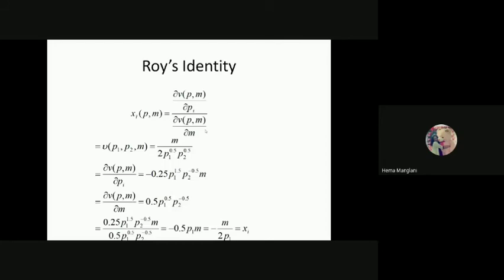Even in the Roy's identity, I think I need to check it, but there is always a minus sign given. If it is given, then the minus and this minus automatically become plus, and then x1 equals M by 2 p1. But conceptually, this follows the negative sign.